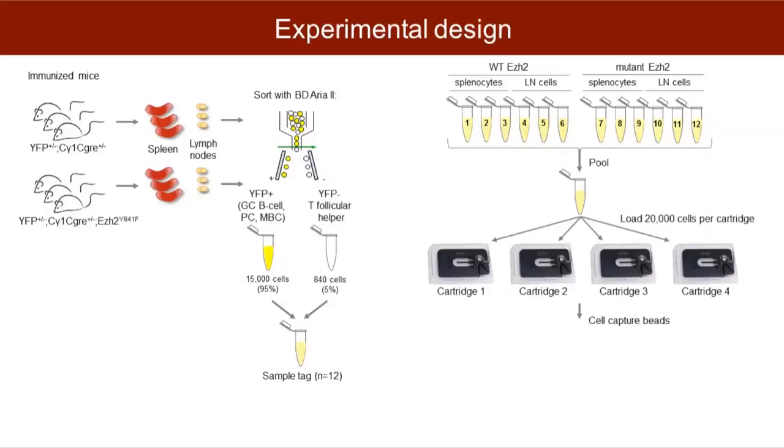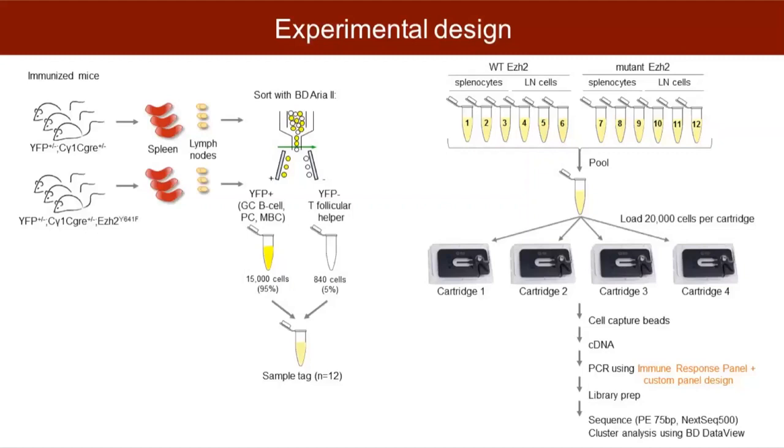We loaded the cell capture beads, lysed and retrieved beads from cartridges, then reverse transcription. And for PCR, we used the immune response panel, which targets 400 genes approximately. Later on, but not for this particular experiment, we had our own custom panel design, where we added 100 genes relevant for germinal center biology. So here you have the flexibility of adding your custom panel design or even go full custom, up to 500 genes. Then library prep, and for sequencing, we used 1 lane of NextSeq 500, and we did paired-end 75 base pairs. We analyzed the data using BD DataView software.